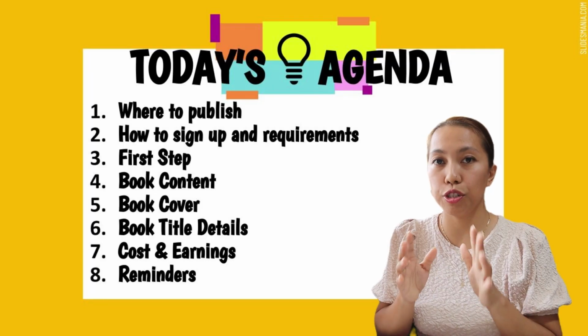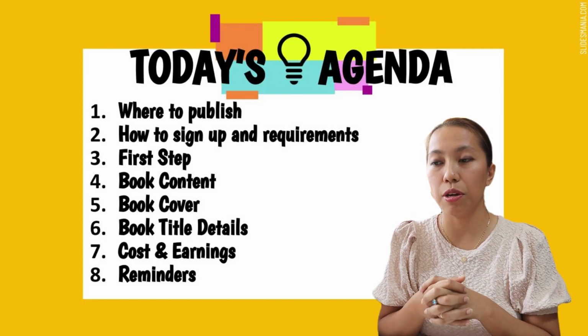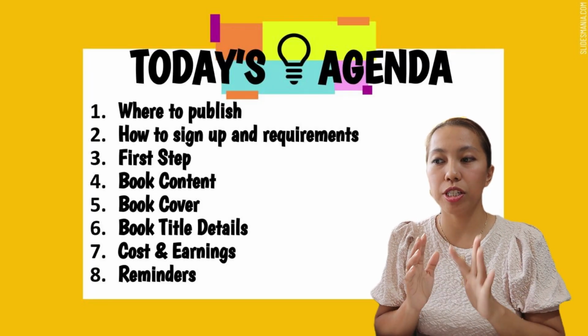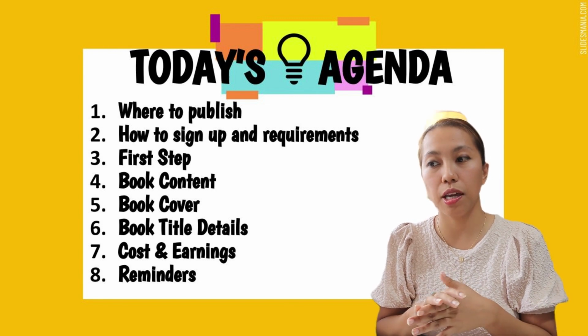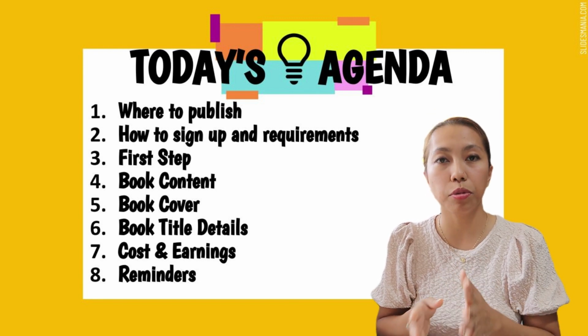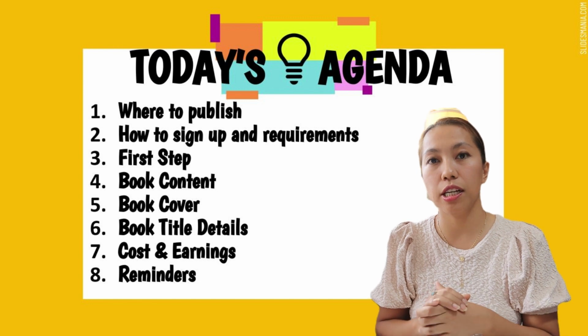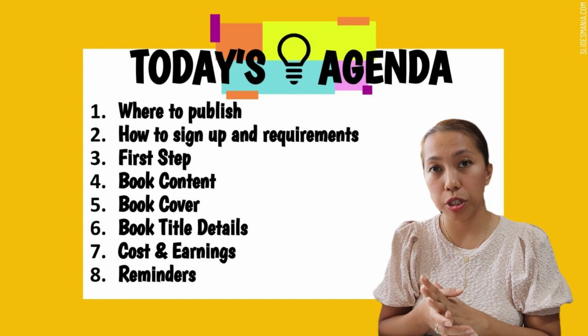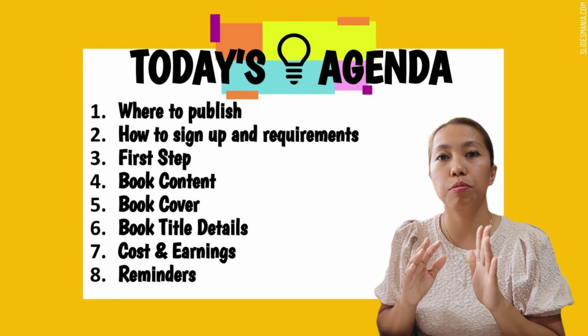So for today's agenda, we have 8 on our list. Where to publish, how to sign up, the first step that you need to do, the book content, the book cover, the book title details, of course your cost and earnings. Everybody is excited about that, and some reminders.